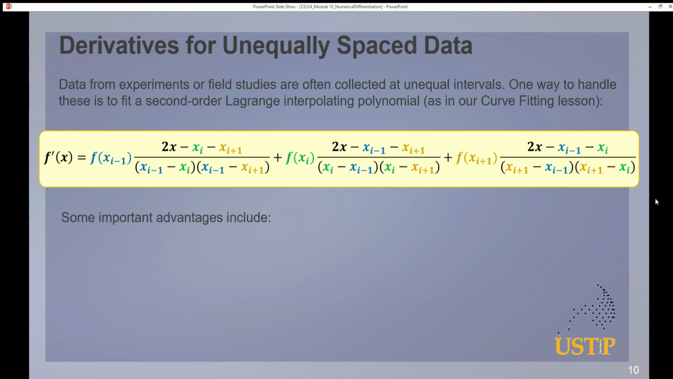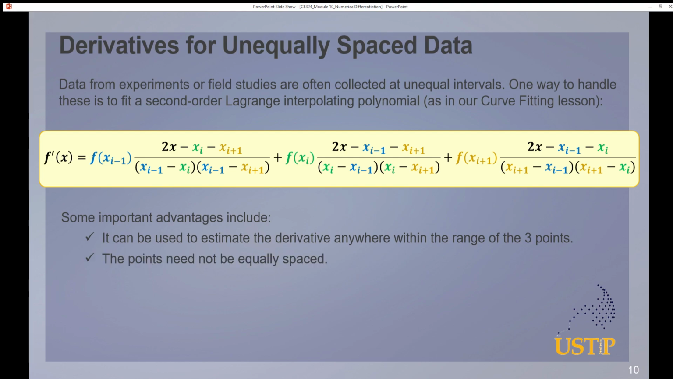Some important advantages include: it can be used to estimate a derivative anywhere within the range of the 3 points. Anywhere, but only interpolation, within the 3 points. Outside of that is extrapolation, and we're dealing with interpolation. The points need not be equally spaced. That's very good. This is much more humanly possible, more human friendly.